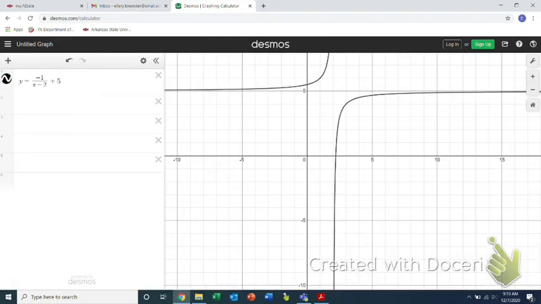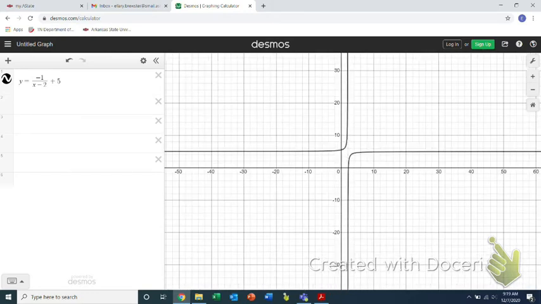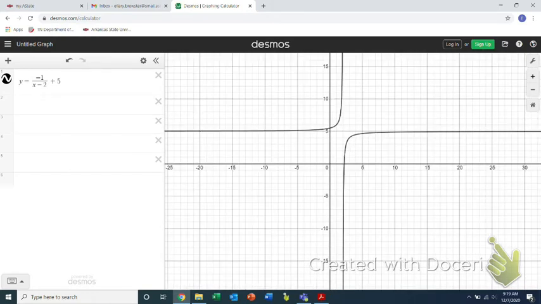All right. Here's our graph. We got a reciprocal. So, I want you to sketch that on your graph. Looking at it, the domain. This is a little bit tricky. The domain is by x.